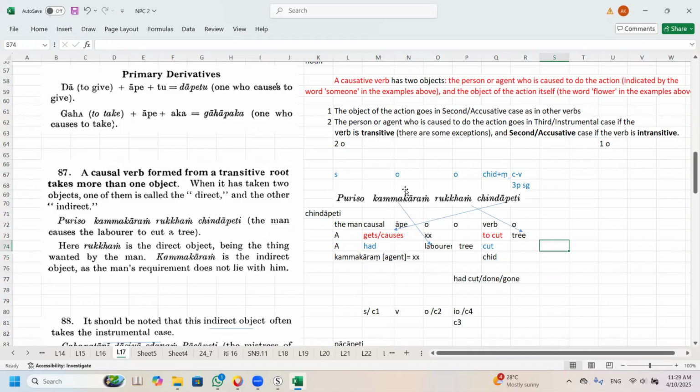Direct object, indirect object. That means this is the direct object and this is the indirect object. Okay, direct and indirect. Any other question?